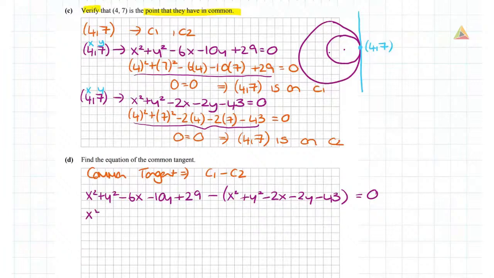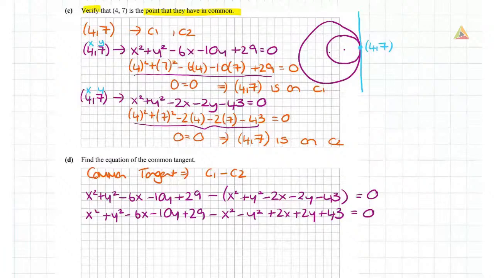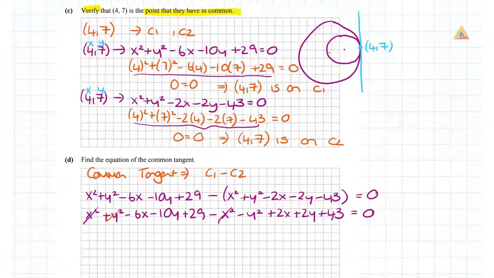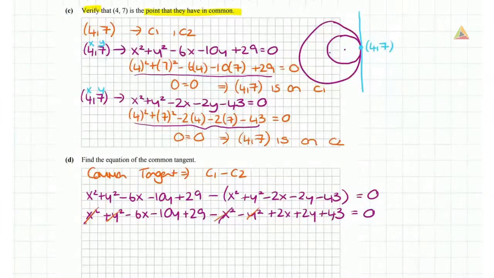So removing my brackets, I get x squared plus y squared minus 6x minus 10y plus 29. That minus is going to change the signs of everything that comes after it, so making that a plus 2x, a plus 2y, and a plus 43. And look at all the cancellation that we have. The x squared cancels with the x squared, the y squared cancels with the y squared, and we're ending up with minus 6x plus 2x.